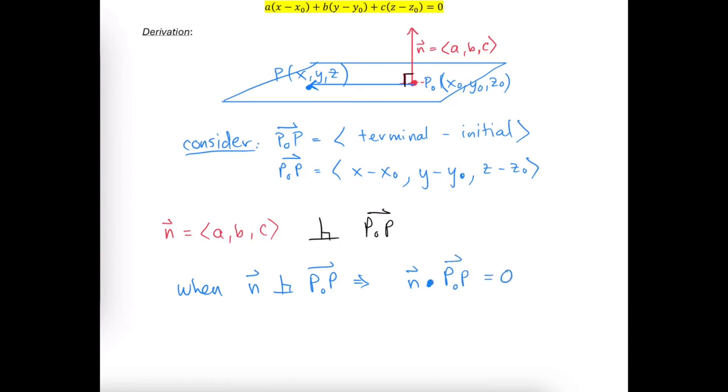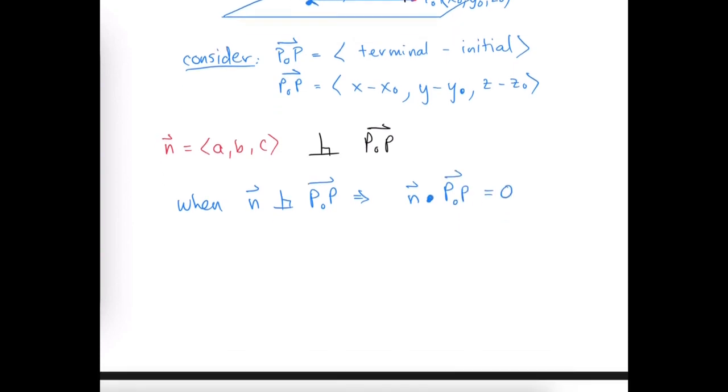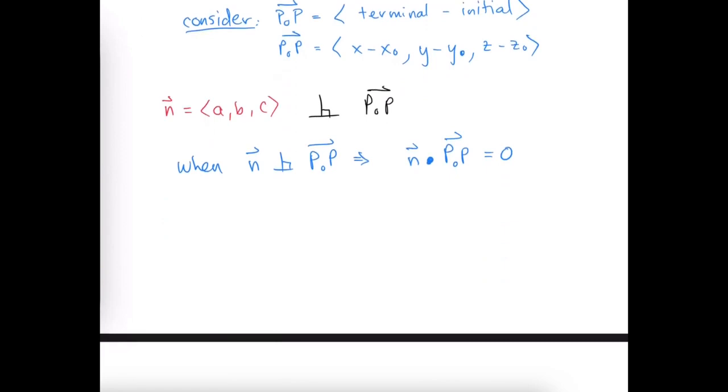So let's take the dot product of these two vectors. We have both of them written in position vector form. So let's calculate the dot product of n dot P naught P. Well, the dot product is obtained by taking the x components and multiplying them together. So we'll have a times (x minus x naught).